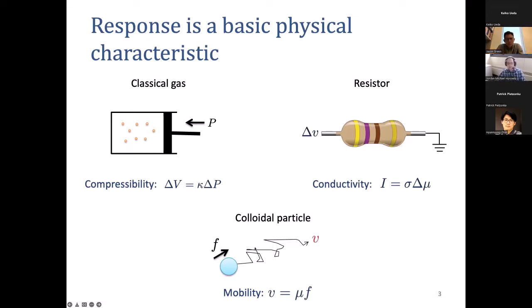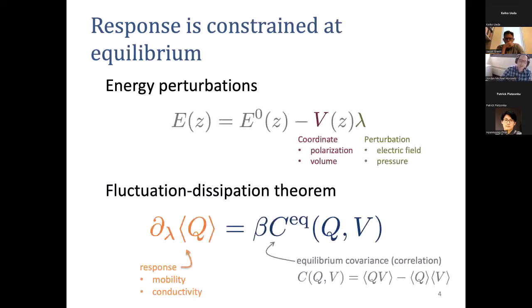Another classic example is a colloidal particle immersed in a viscous fluid. You apply an external force, you're going to generate some velocity. The proportionality constant here is the mobility. And of course, it tells you about the size and shape of the particle and properties of the background fluid, like its viscosity. So despite all the different pictures here, they can all be rationalized or unified within the context of linear response theory.